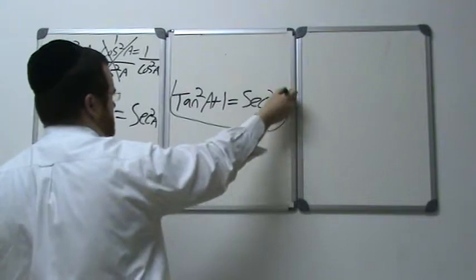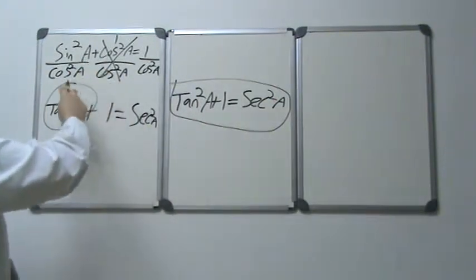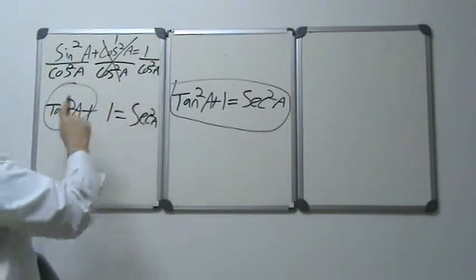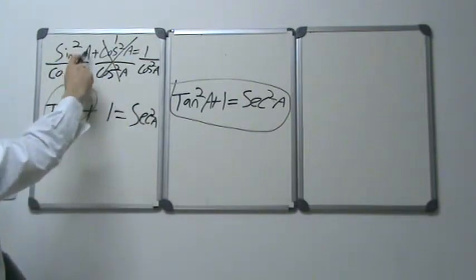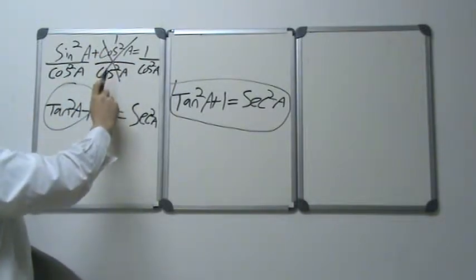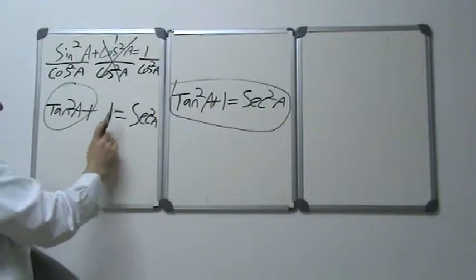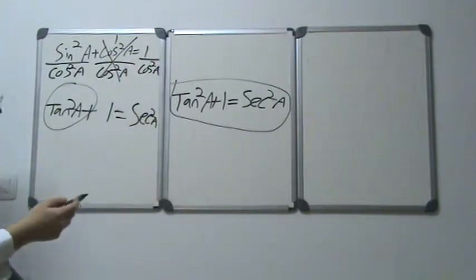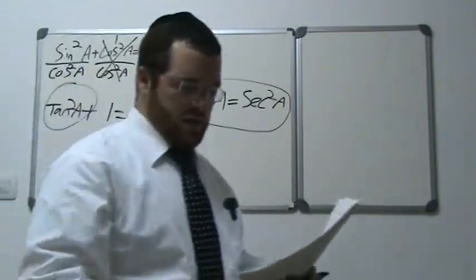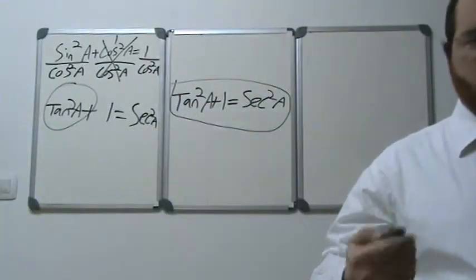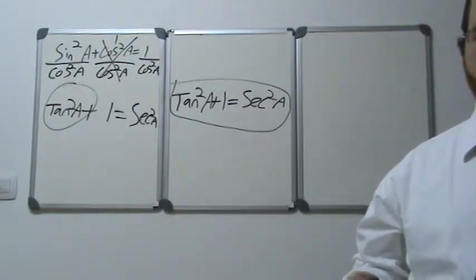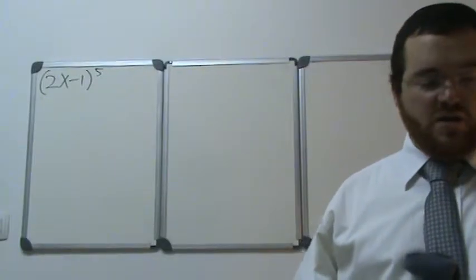So this is your final answer. But you have to show this work. You have to write sine square of A plus cosine square of A is equal to 1. Divide each thing by cosine square of A. Sine square of A over cosine square of A is equal to tangent square of A. Cosine square of A divided by itself is equal to 1. And 1 over cosine square of A is equal to secant square of A. So it's not that difficult. If you do this problem 2-3 times, there's no reason you should get a question like this wrong.